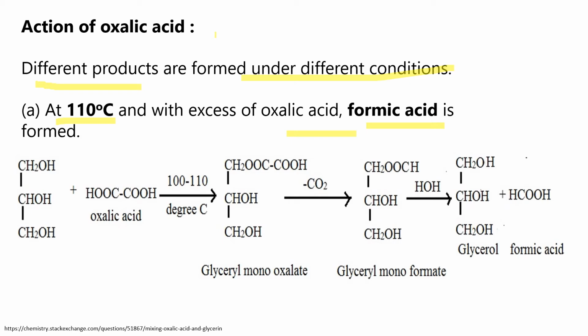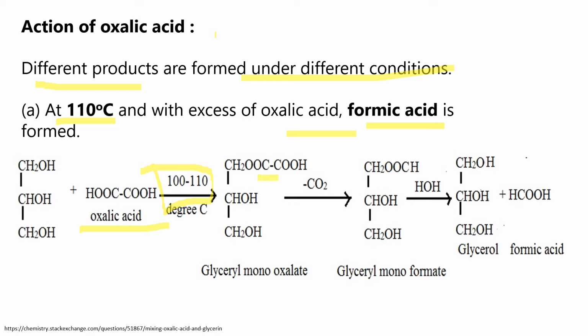So let's see the reaction. This is glycerol, 1, 2, 3 propane triol. You are adding excess of oxalic acid and the temperature here is 110 degrees Celsius. Okay, so this is a condition here. So at 110 degrees Celsius only, the glycerol with the oxalic acid forms formic acid. Fine. So when it is heated with oxalic acid at 110 degrees Celsius, it forms glycerol monooxalate.